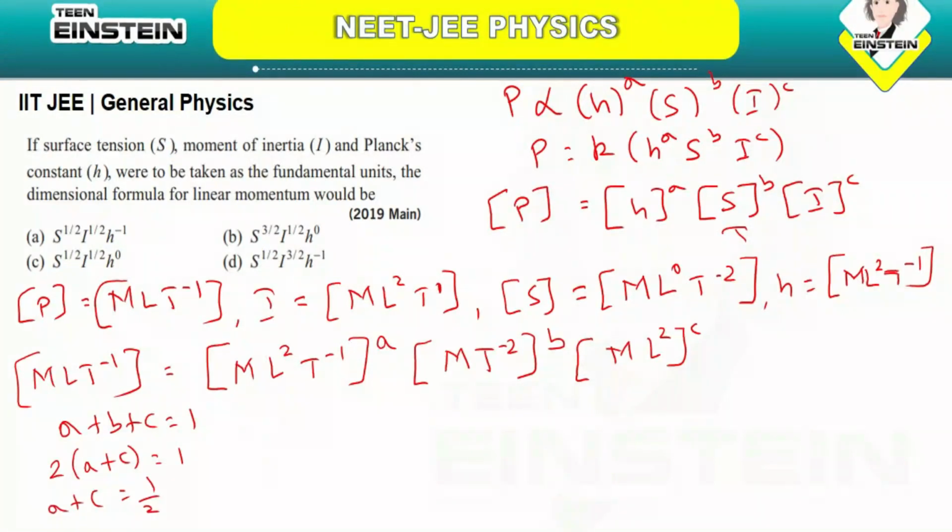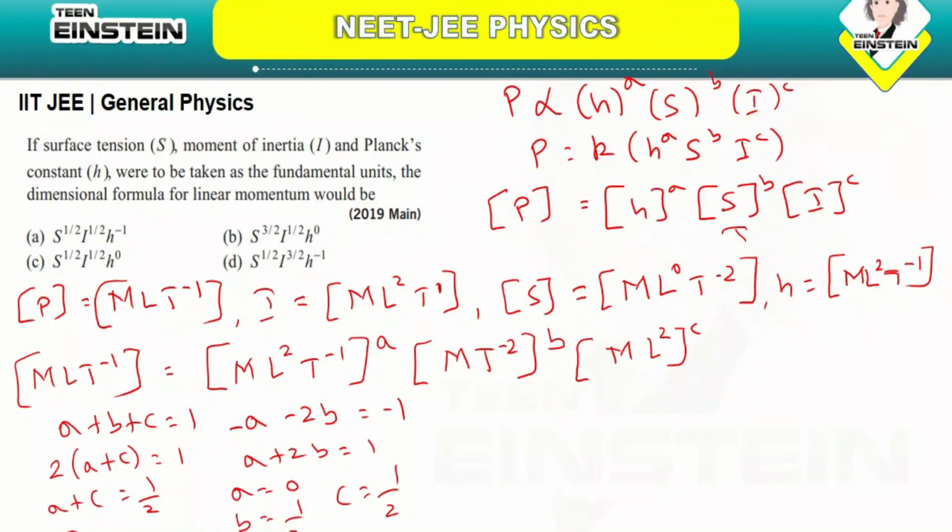Next you equate T. You are having minus 1 is equal to minus a minus 2b, so minus a minus 2b is equal to minus 1. So when you solve this, you will be getting a plus 2b is equal to 1. So when you solve all these three equations, you will be getting the a value as 0, b value as half, and c value as half.